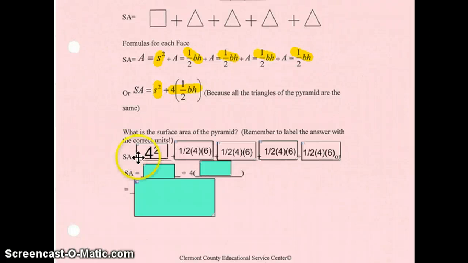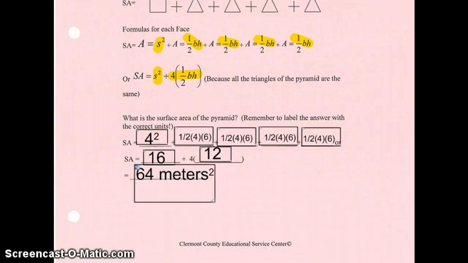When we actually square the sides of the square and take 4 squared, we get 16 for the area of the base. For each of the triangles, 1/2 times 4 times 6 equals 12. So we have 4 triangles with an area of 12 and 1 square with an area of 16. To get the total surface area, we would add those together to get 64 square meters. Turn your notes to the next page.